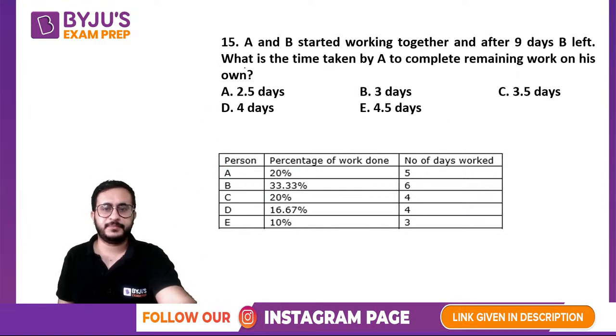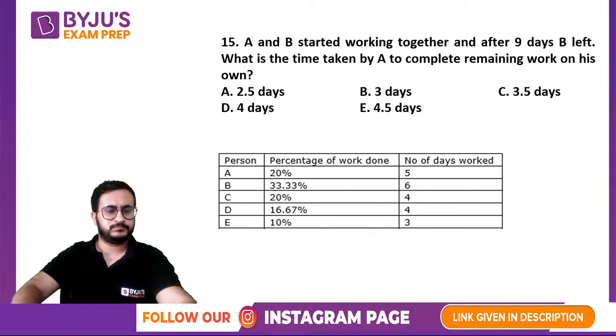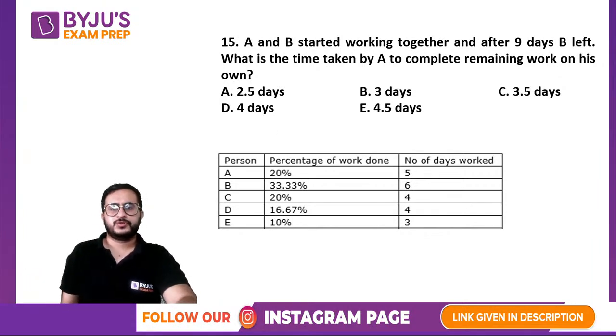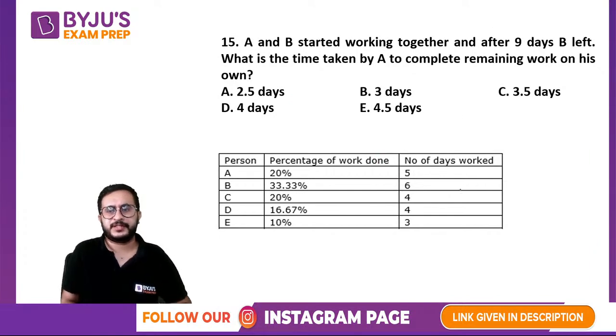If A and B started working together and after 9 days B left, what is the time taken by A to complete the remaining work on his own? So this set is based on time and work concept, right? So you might get questions based on arithmetic themes also, like this is on time and work, that could be speed, time, distance, etc. So the question says A and B started working together and after 9 days B left. Okay, so time taken by A to complete the remaining work on his own.